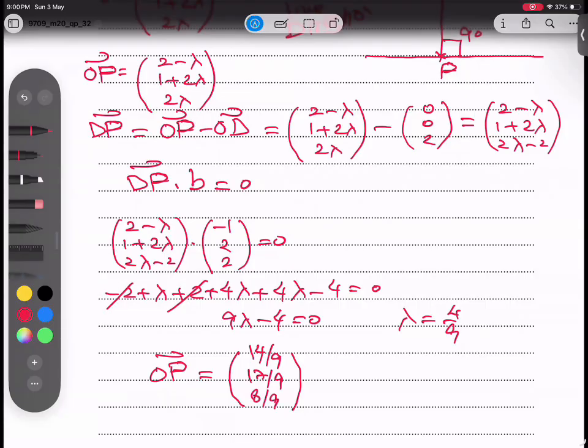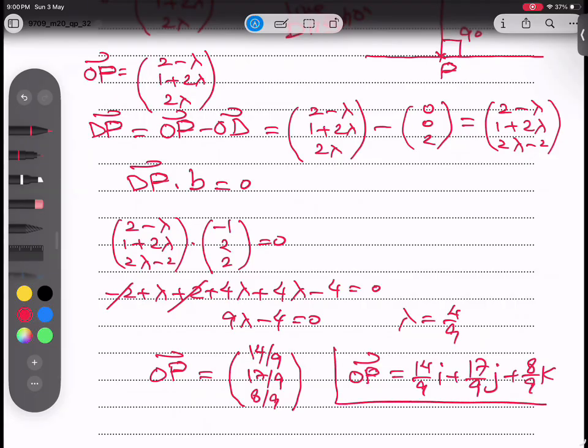Alhamdulillah Rabbil Alameen. You can leave it in this format, or you can write it in this form: 14 over 9 i, 17 over 9 j, and 8 over 9 k. Both are correct answers. Alhamdulillah Rabbil Alameen. I hope the concept is very clear.